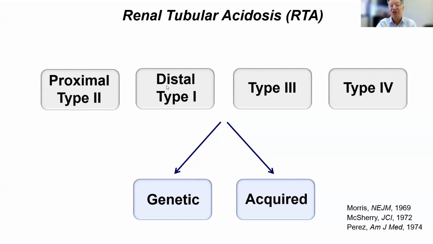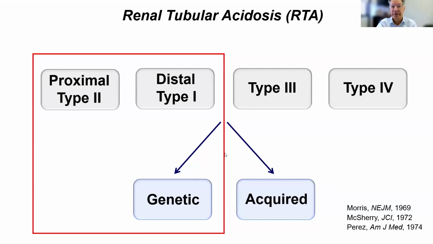Type 3 is a combination of both, and type 4 RTA is really hyperkalemic distal RTA. Remember, it is not synonymous with hyporenin and hypoaldo. That's only one of the many, many, many types of hyperkalemic distal RTA. So we'll talk about both the genetic and acquired causes of proximal and distal type 1. These are the hypokalemic RTAs we'll talk about.